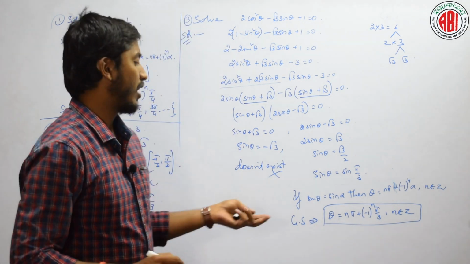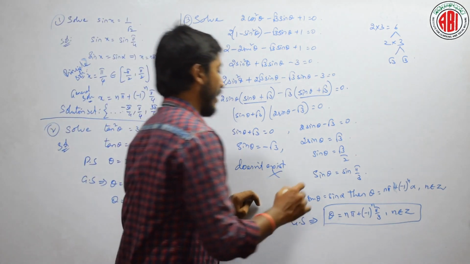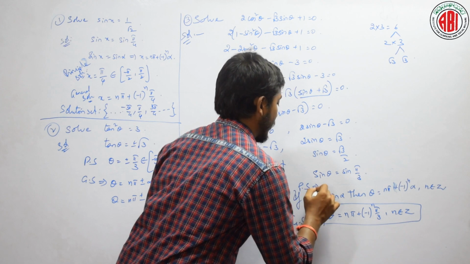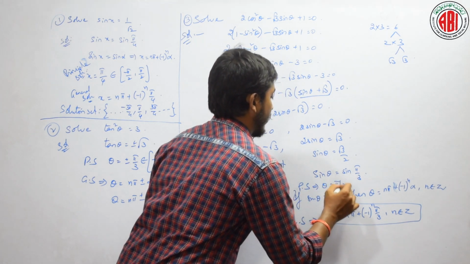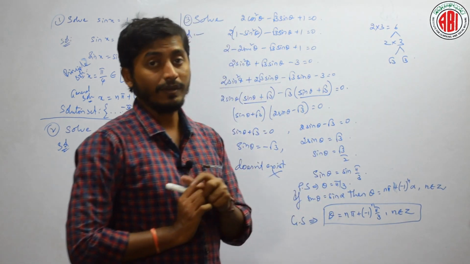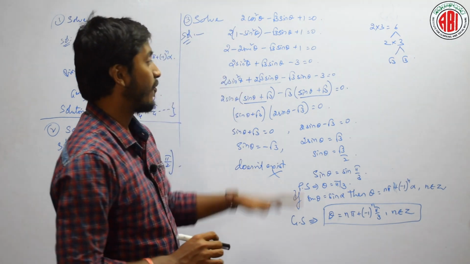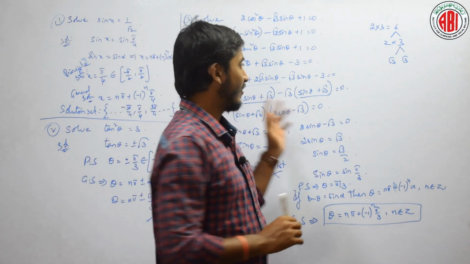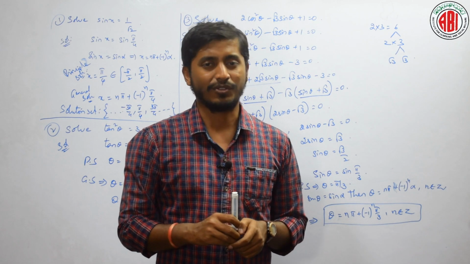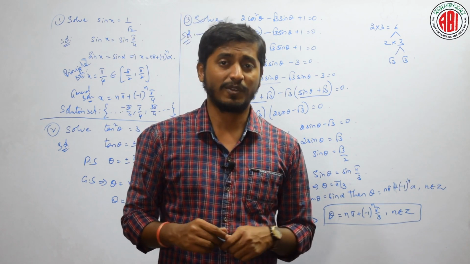Is it clear? What is the principal solution? Principal solution is theta is pi by 3. Is it clear? Did you understand? This kind of problems are very important, and actually these are easy to solve. Shall we move on to the next problem?